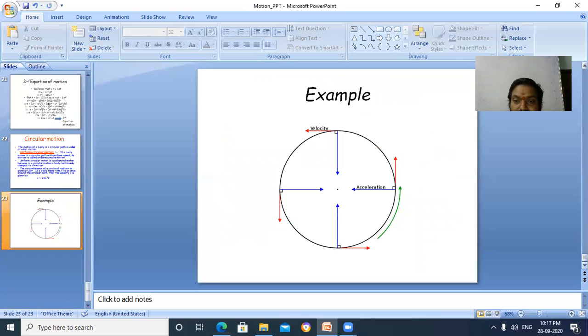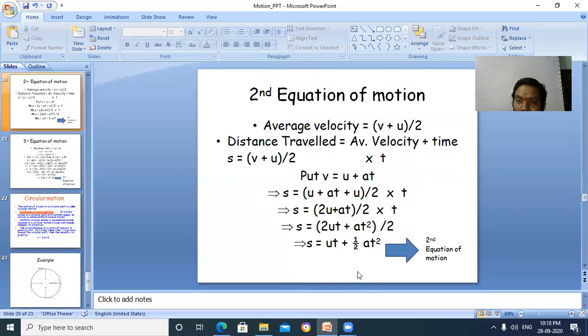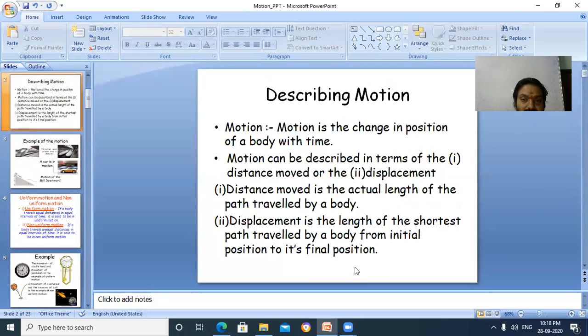We can see in the example that the velocity at each and every instant of time is tangential. As you can see, the velocity is tangential to the circle at this point, and at this point, and at that point. Wherever you look, the instantaneous velocity at that particular point of time is tangential to the circle. So this is what uniform circular motion is all about.